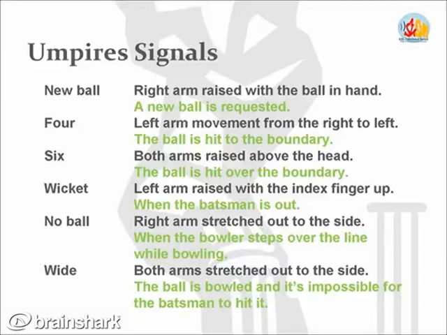No ball. Right arm stretched out to the side when the bowler steps over the line while bowling. Wide. Both arms stretched out to the side. The ball is bowled and it is impossible for the batsman to hit.